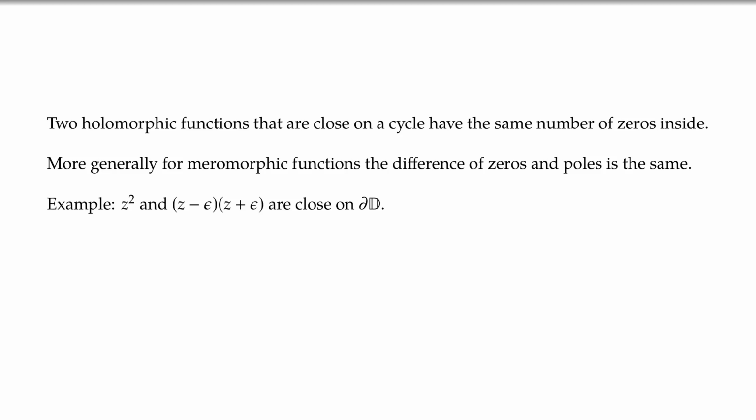And both of these functions are actually close on the unit circle. And so basically what Rouché's theorem is going to say is that if they're close on the unit circle, they're going to have the same number of zeros. For meromorphic functions, we have to be a little bit careful, since zeros and poles sort of cancel one another. So for example, the constant function 1 and the function z minus epsilon divided by z plus epsilon, which has a 0 at epsilon and a pole at minus epsilon, those two functions are close on the unit circle.